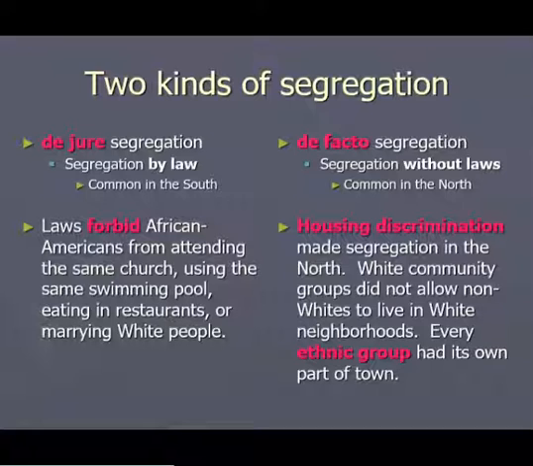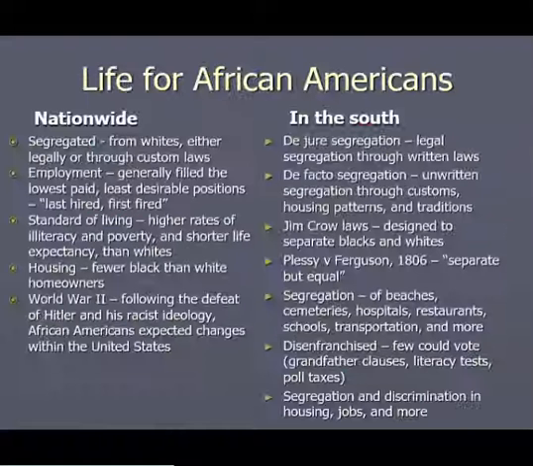In de facto segregation, where it wasn't legal to segregate, they still would, but they would do things like housing discrimination, where they would have a white community and only whites could live in that neighborhood, and every ethnic group had its own part of town. So life for African Americans was very difficult. Nationwide, there was segregation throughout.